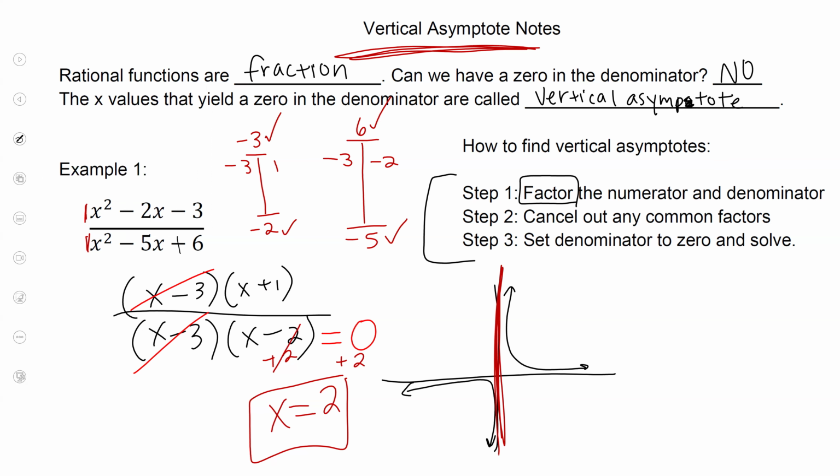Now with this problem, they're saying the vertical asymptote is at 2. So they scooted over. It's not here anymore. They scooted it over at 2. So this is where your asymptote is, at 2. That's what we're doing today. We're finding the vertical asymptote. Let's do the next example.